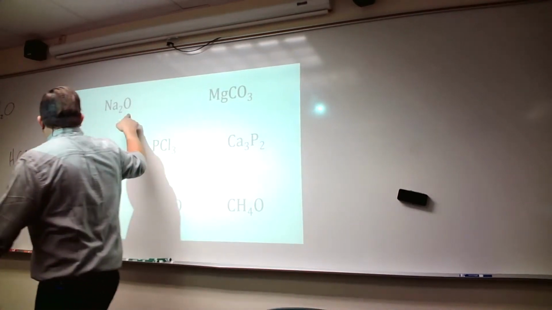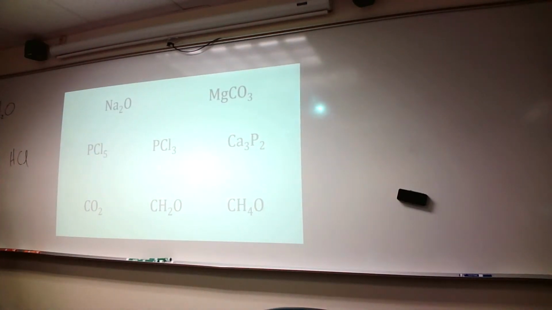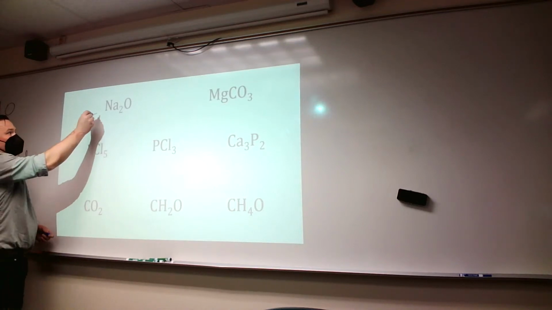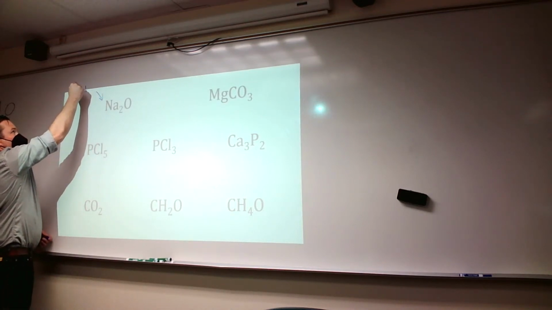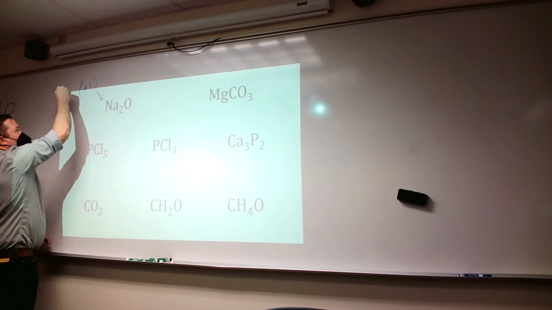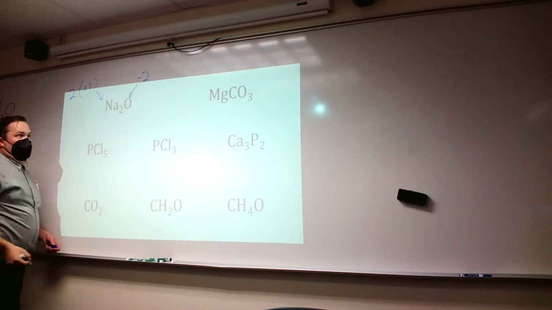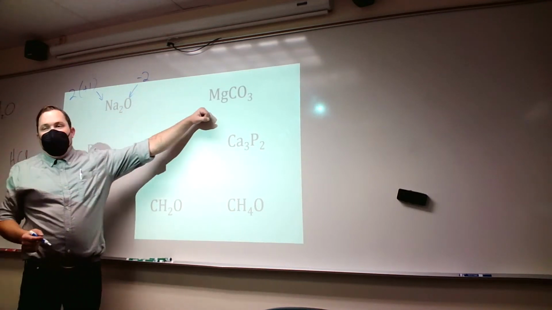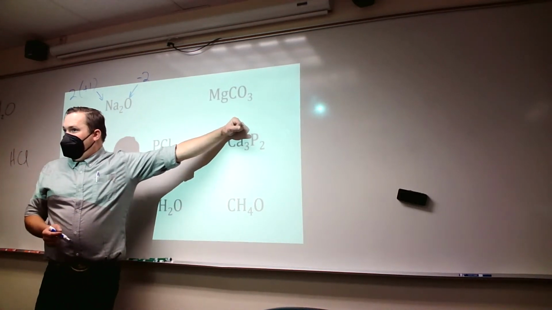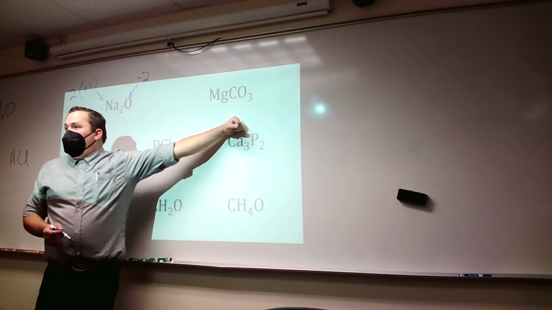So for sodium oxide, what's the oxidation state on sodium? +1. And there's 2 of them, right? So +2. If you have an ionic compound where you've got a bunch of things together, you might want to break it up.